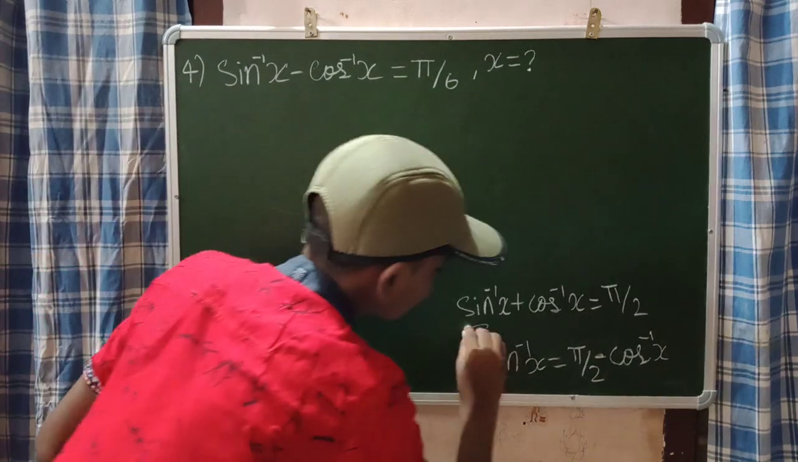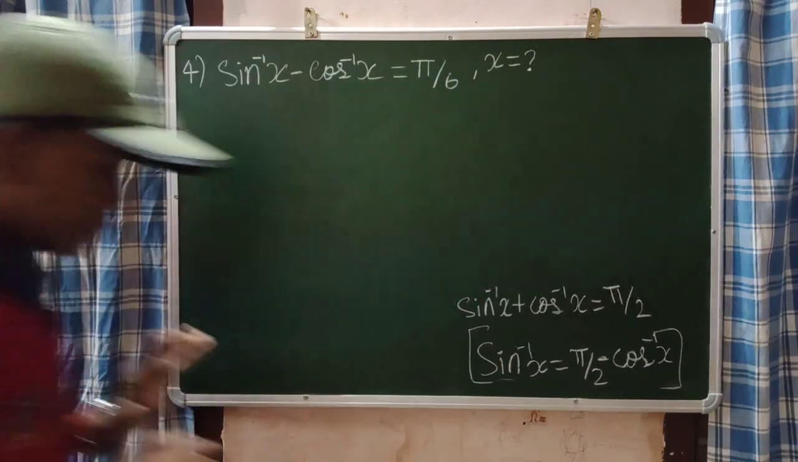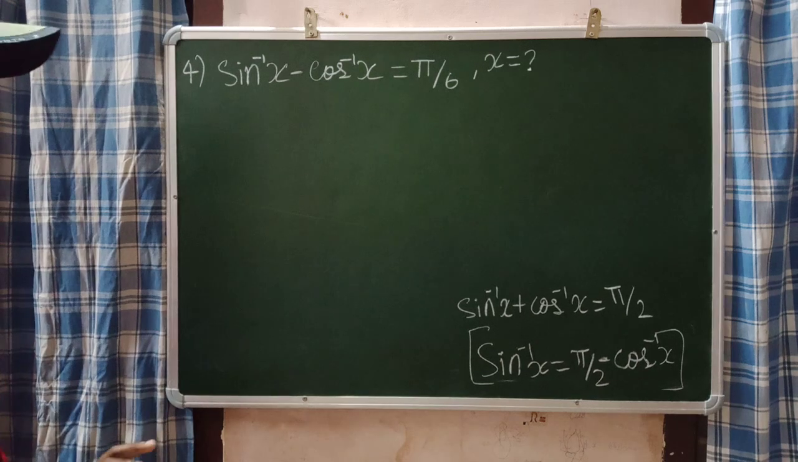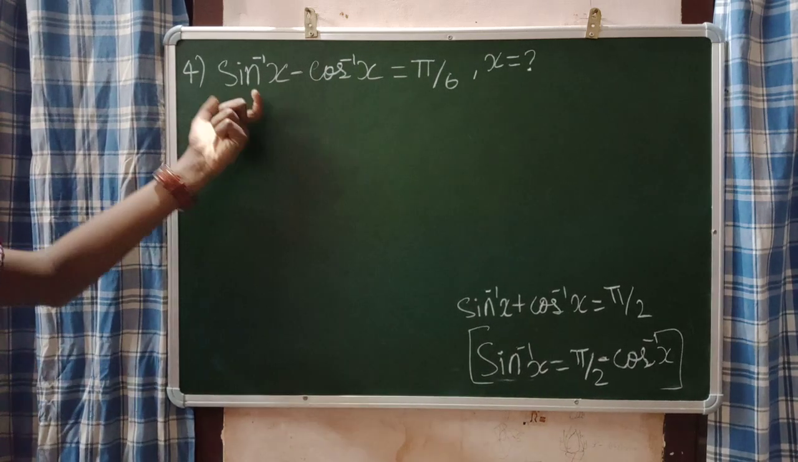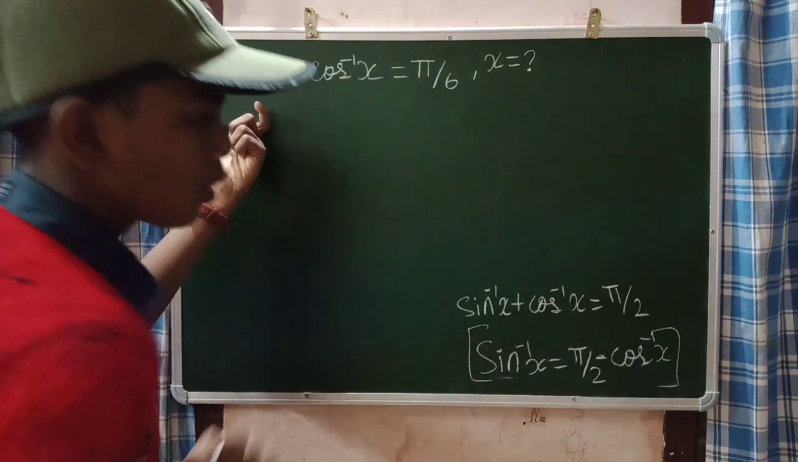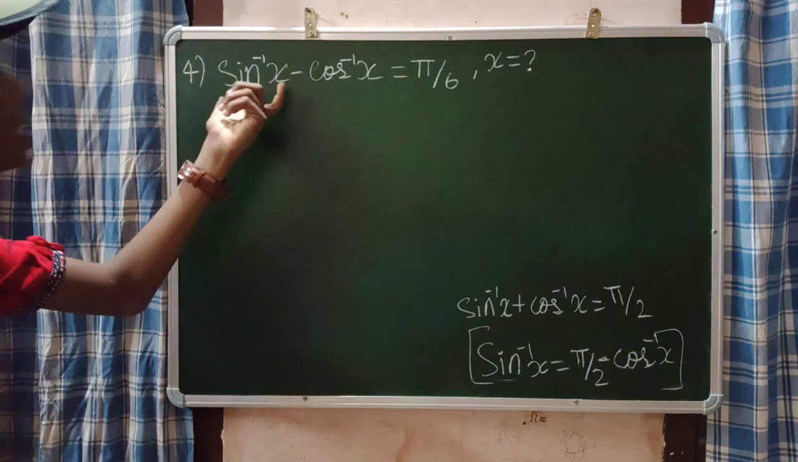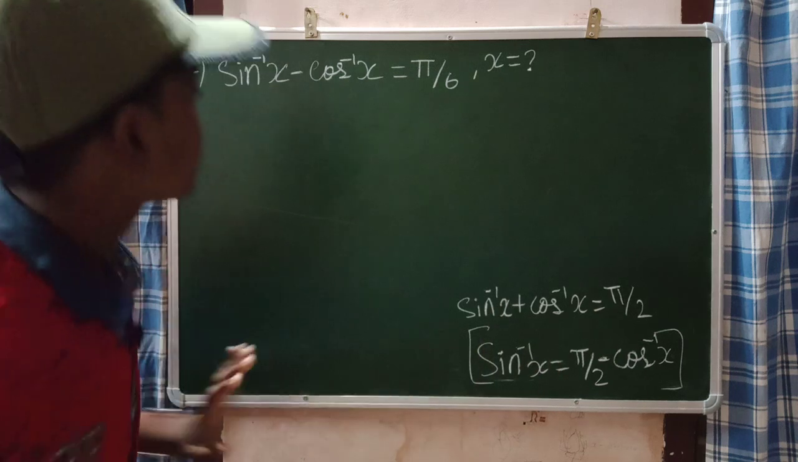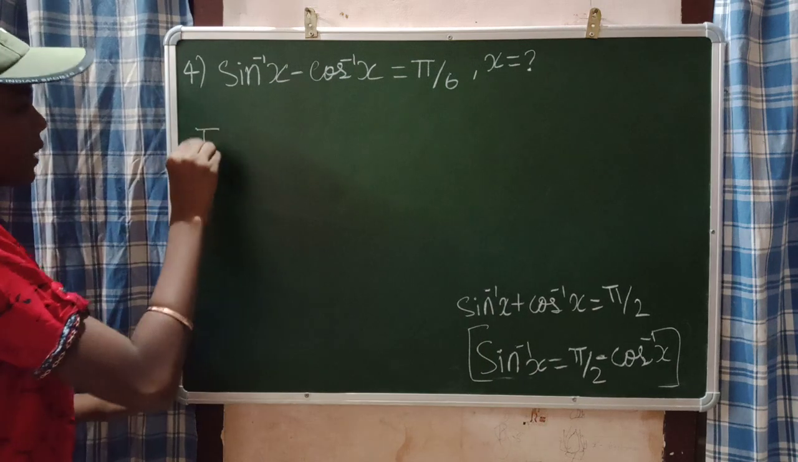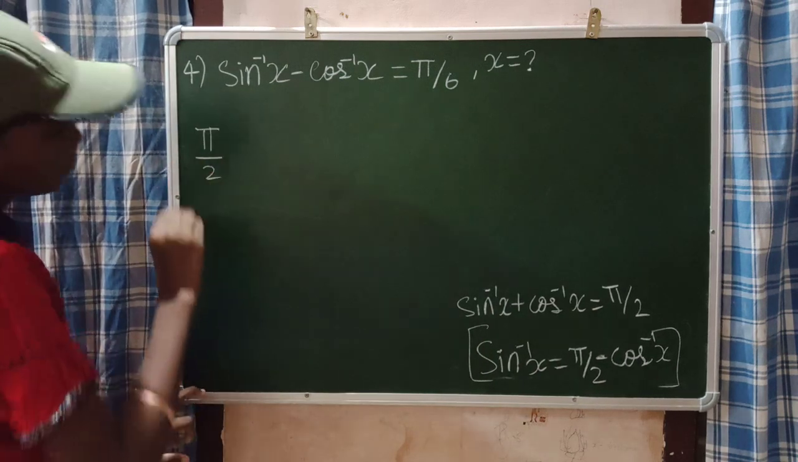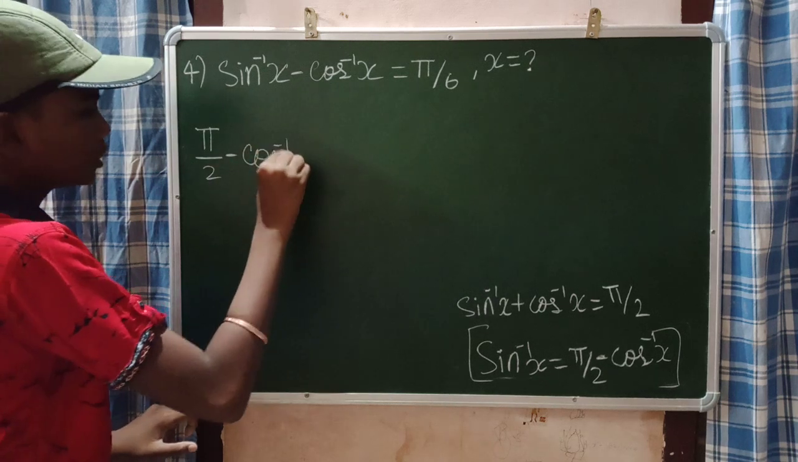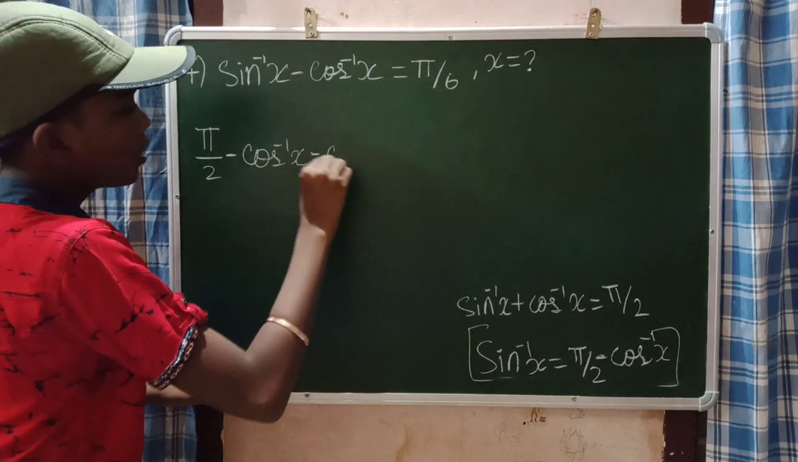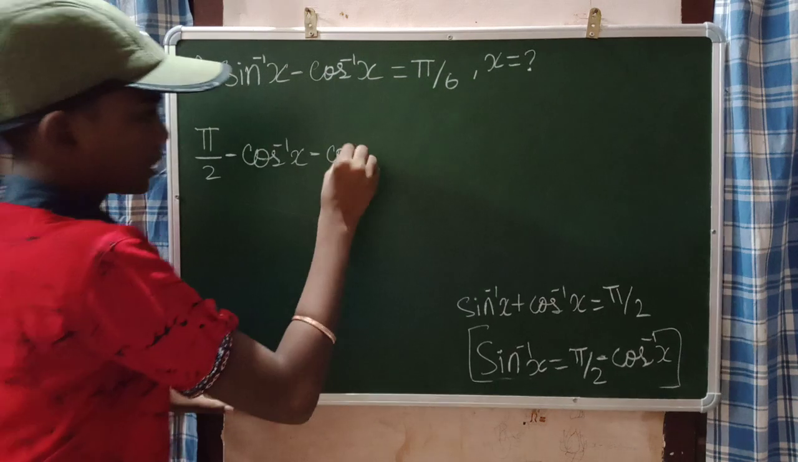So take this equation into your account, take this as one equation. In the question we are having sin inverse, right? So I am going to write the sin inverse of x as pi by 2 minus cos inverse of x. When I write that, what you will get is pi by 2 minus cos inverse of x, then minus this cos inverse of x.